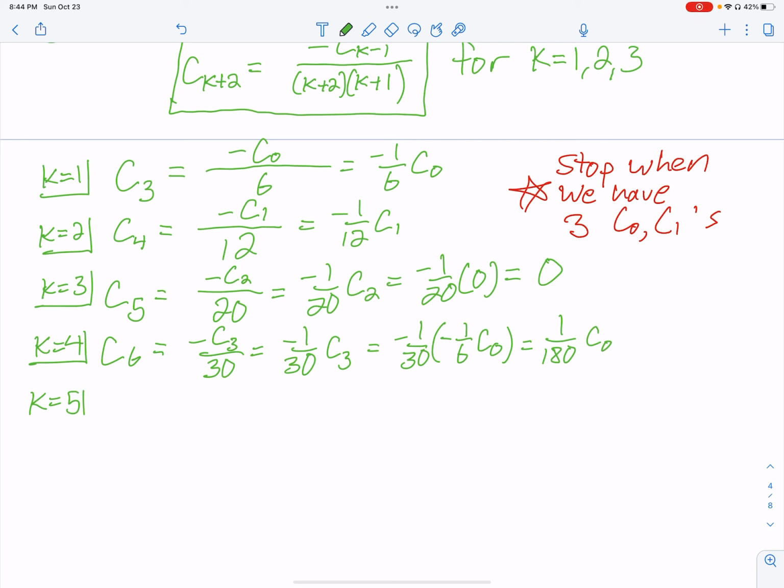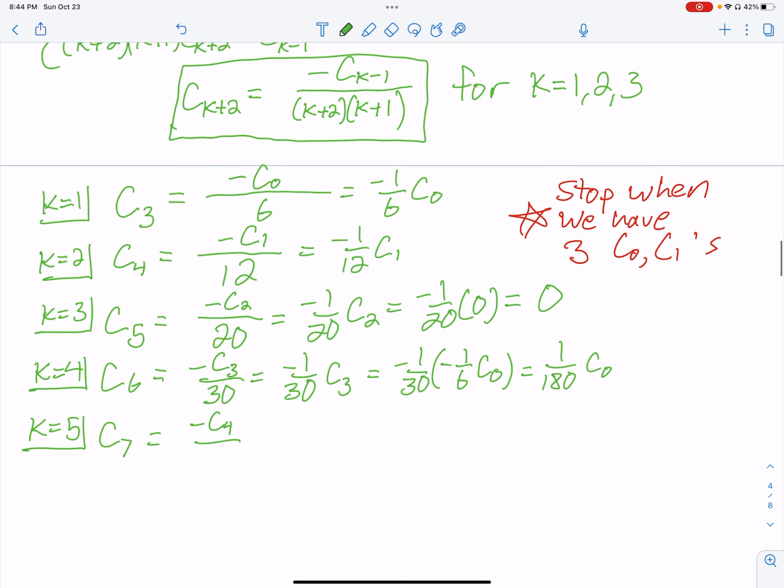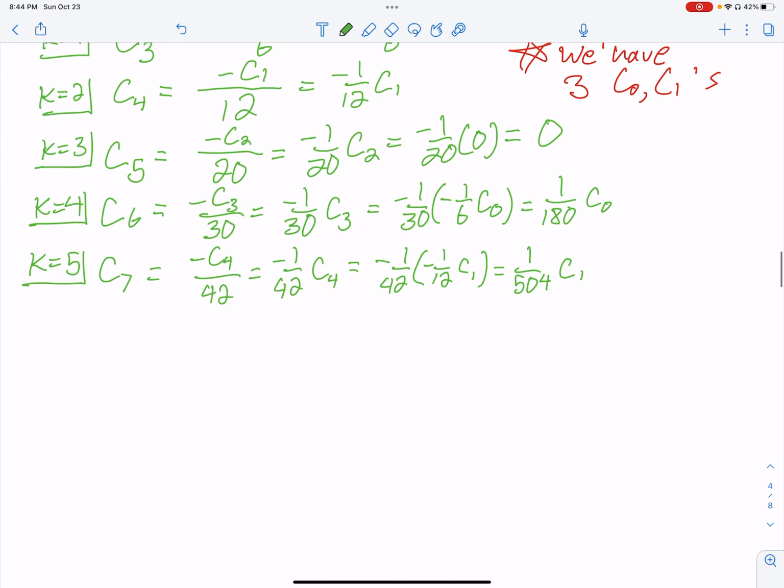Then I keep going. k equals 5, and I get c_7 equals negative c_4. This is plugging in the formula above at the top there. Then I plug in 7, and I get 42. This is negative 1 over 42 c_4. Then I just plug in c_4 to simplify it down to c_0 or c_1. c_4 is negative 1 over 12 c_1, which gives 1 over 504 c_1.